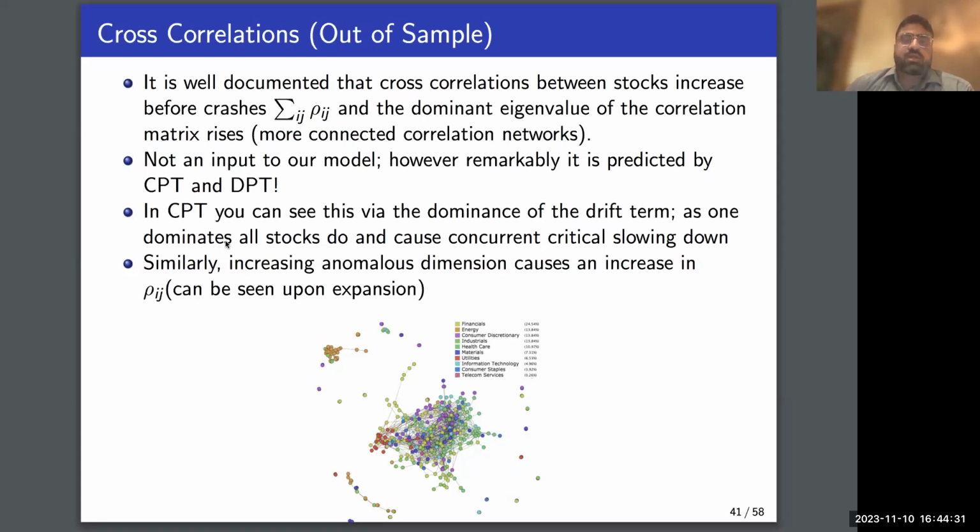So in the critical phase transitions, you can actually derive this via the dominance of the drift term, and essentially the fact that as the drift term starts dominating in one or more stocks, in the multivariate case, it starts dominating in all stocks, causing a concurrent critical slowing down that synchronizes across stocks. Similarly, in the case of dynamical phase transitions, one can see upon the expansion of the two-point correlation that the increasing anomalous dimension also causes an increase in the magnitude of the correlations across stocks. So I think that's a sign of a robust theory, that it can go beyond what it was originally intended to explain, having out of sample predictions, and clearly, for instance, LPPL and AI ML models could not have predicted this as another consequence of those theories.